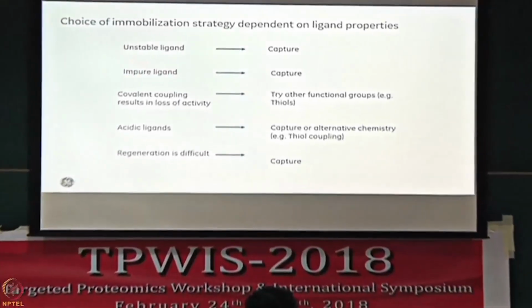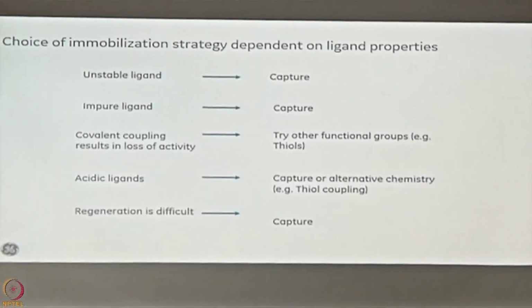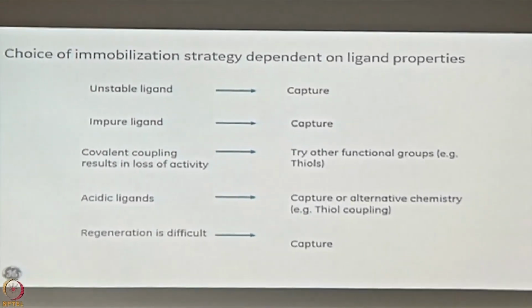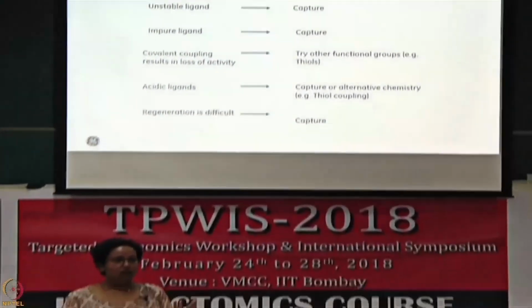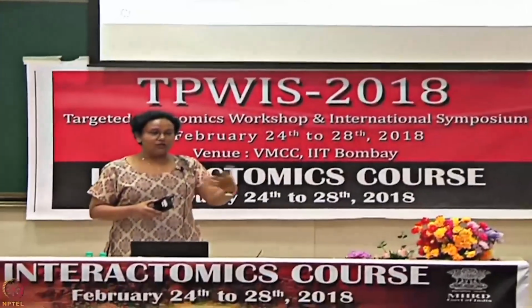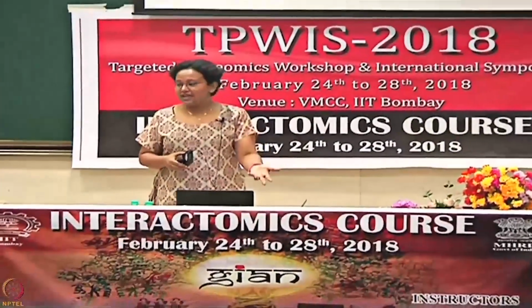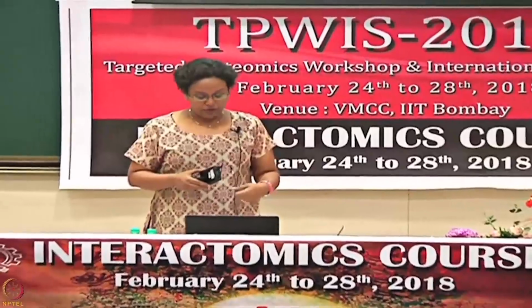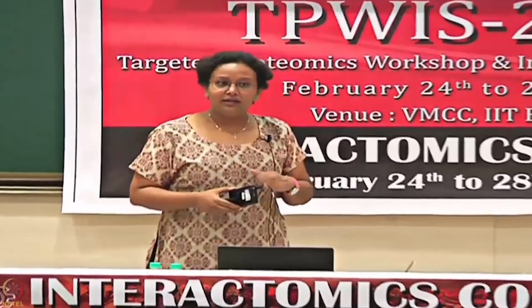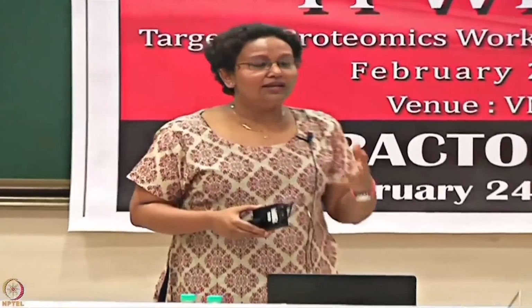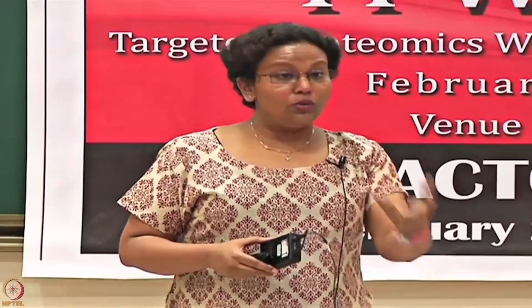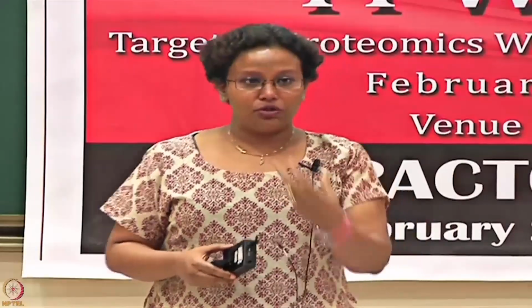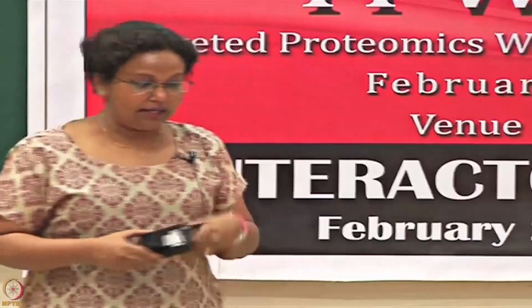Right. So if your ligand is unstable, then you would use a capture method. If you're using covalent chemistry to immobilize and your ligand loses its activity, then you would rather use a capture method. If it's an impure ligand, like remember we said that your ligand needs to be very, very pure to be covalently linked on the surface, but if it is an impure ligand, then what you can do is capture it, right. So you can capture only your specific ligands.